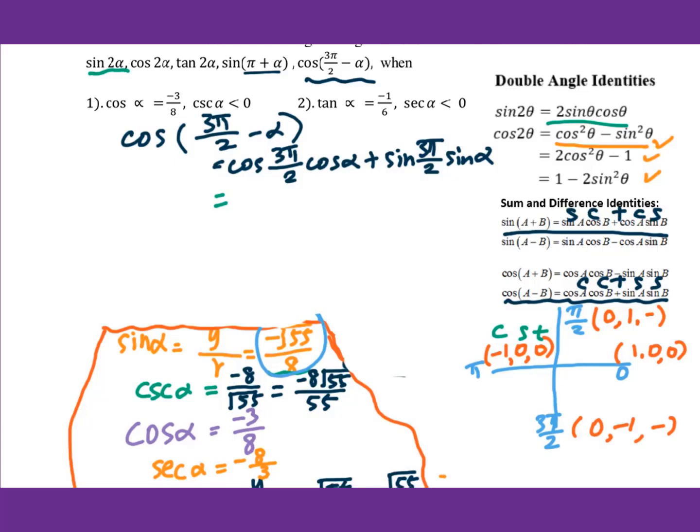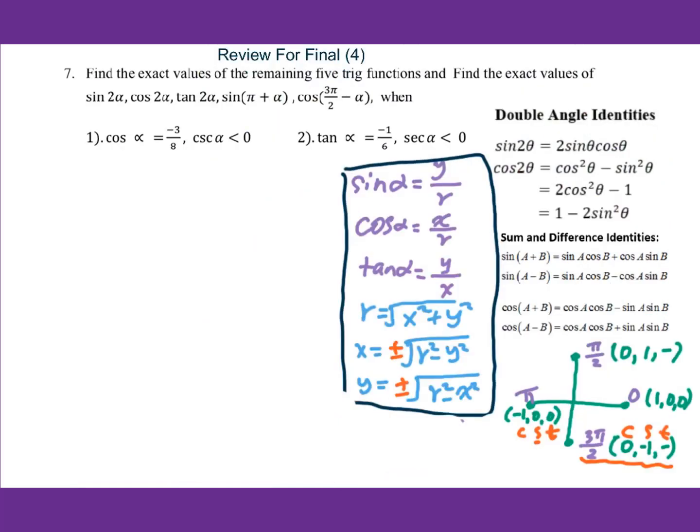For cosine 3 pi over 2, go here. That is CST. So cosine 3 pi over 2 means 0. Sine 3 pi over 2, that's negative 1. We got 0 minus sine alpha. That is negative sine alpha, still square root of 55 over 8. Let's go to number 2.